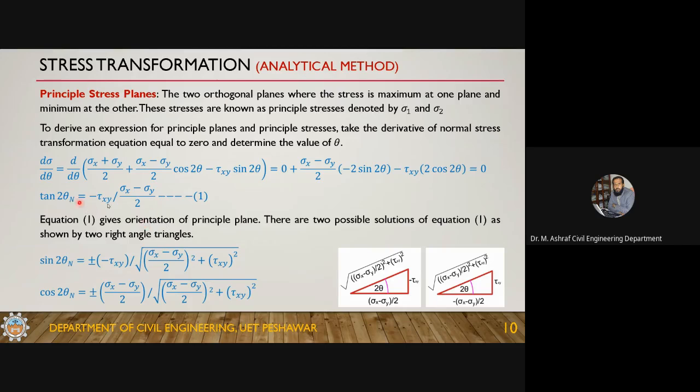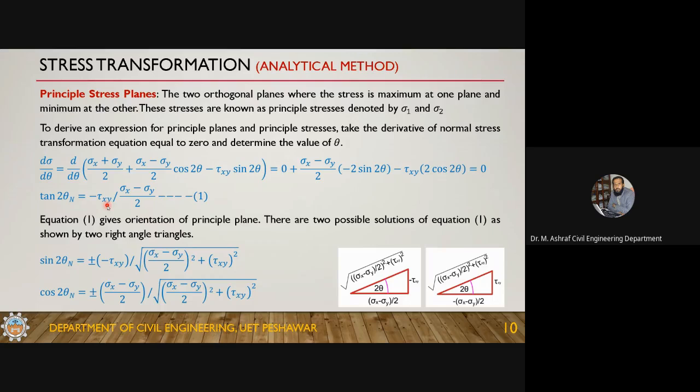And if I plug that value into the expression of sigma, that will give me a certain value of stress, and that stress will be the principal stress. Now, to get an expression for the principal stress, this is one way: get the value of theta, then plug it into the expression and get the value of stress.